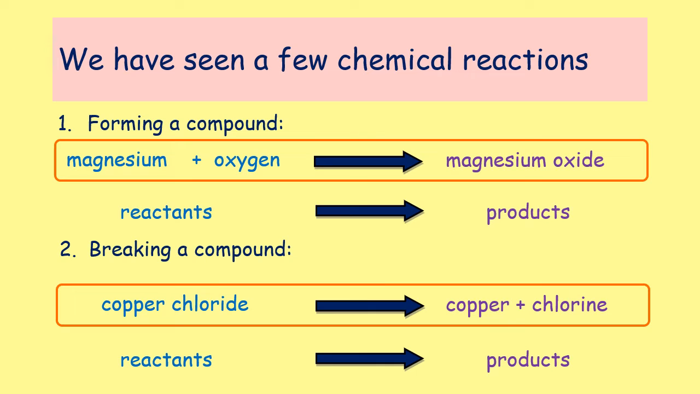So for magnesium and oxygen, we made magnesium oxide. That is our product. When we were breaking down copper chloride, what we made was copper and chlorine, so those were both products. Always reactants before the arrow, an arrow pointing towards the product, and the product on the right-hand side.